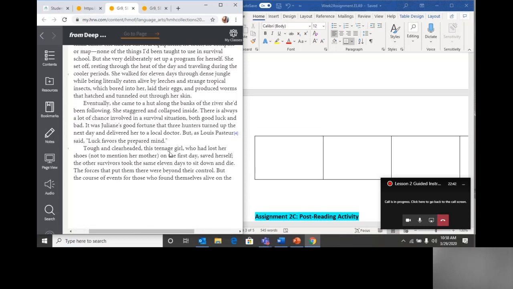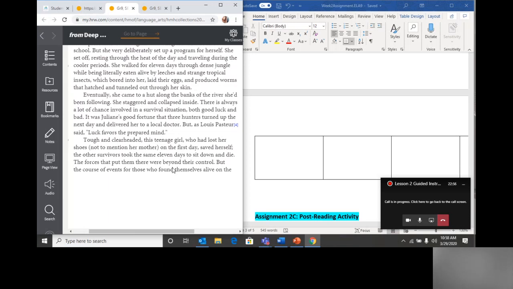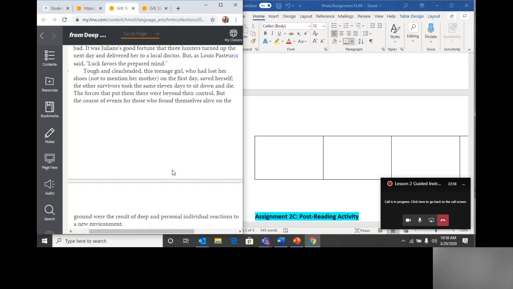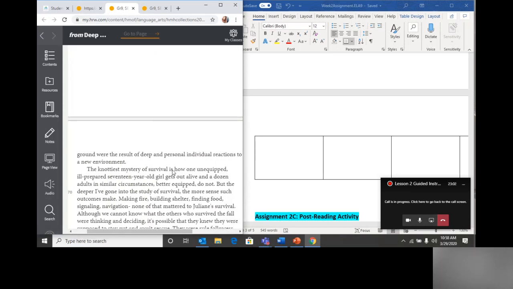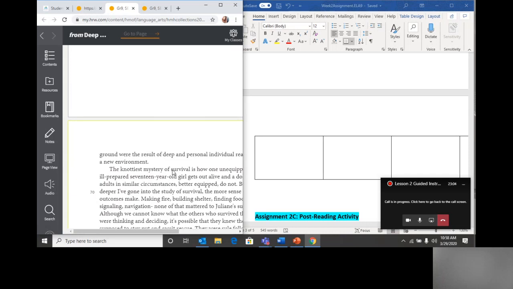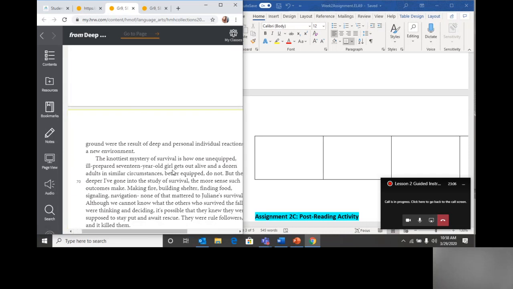Tough and clear-headed, this teenage girl who had lost her shoes, not to mention her mother, on the first day saved herself. The other survivors took the same 11 days to sit down and die. The forces that put them there were beyond their control, but the course of events for those who found themselves alive on the ground were the result of deep and personal individual reactions to a new environment.